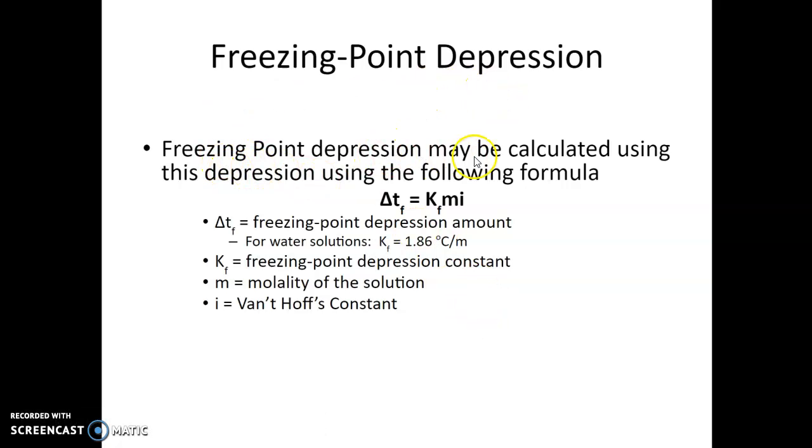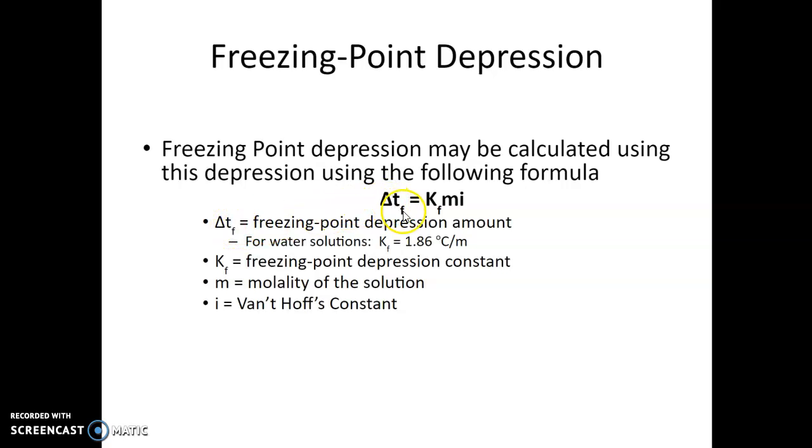So freezing point depression can be calculated using this formula. We have delta T_f is equal to K_f m i. What's delta mean? Change. So delta is change. T is going to be our temperature, so it's the change of temperature of the freezing point.